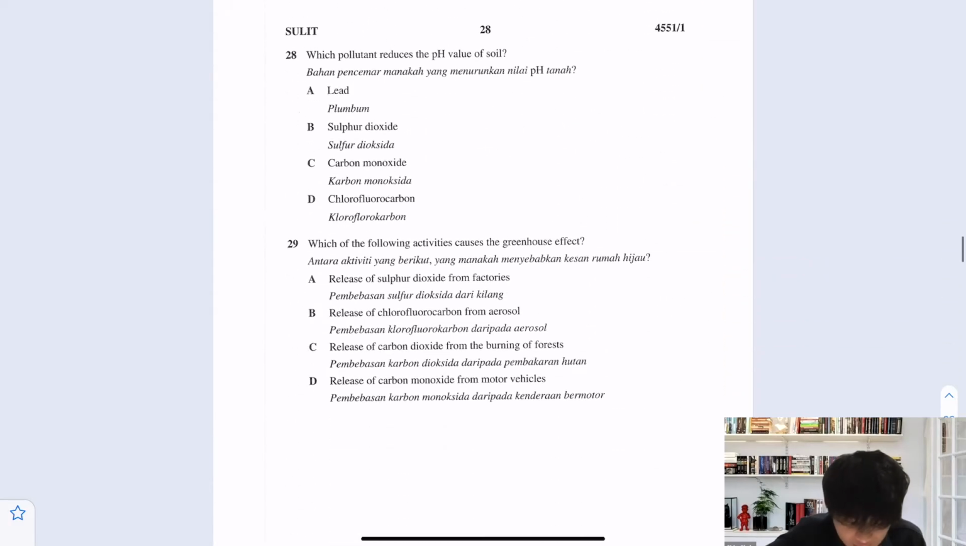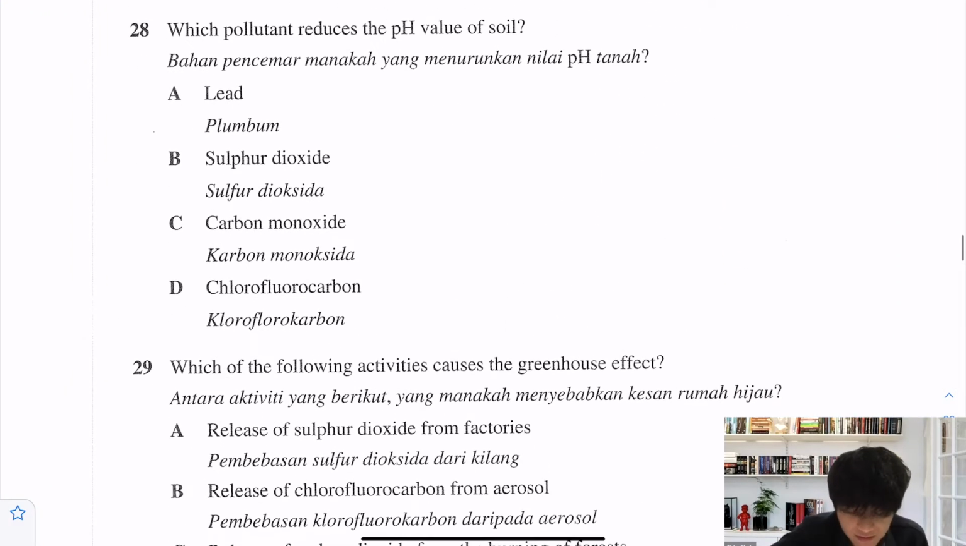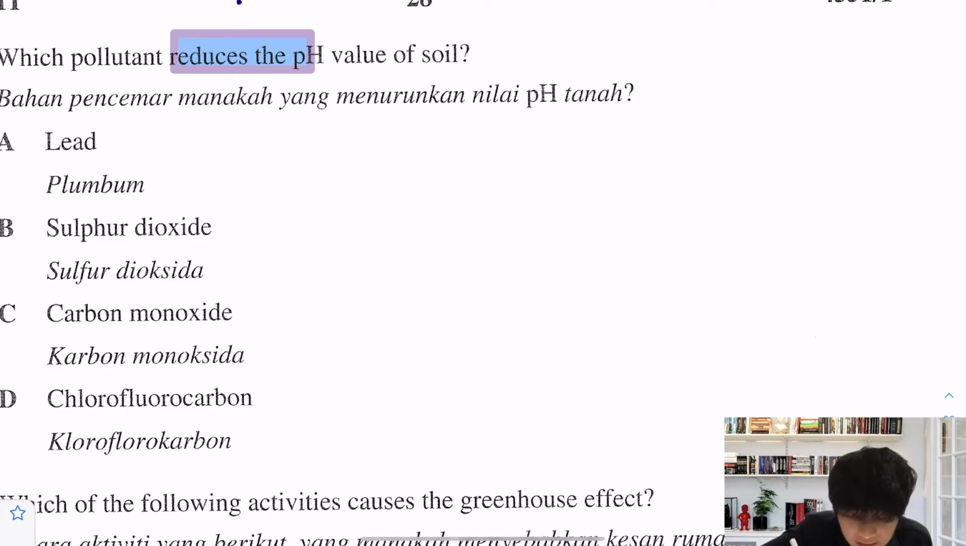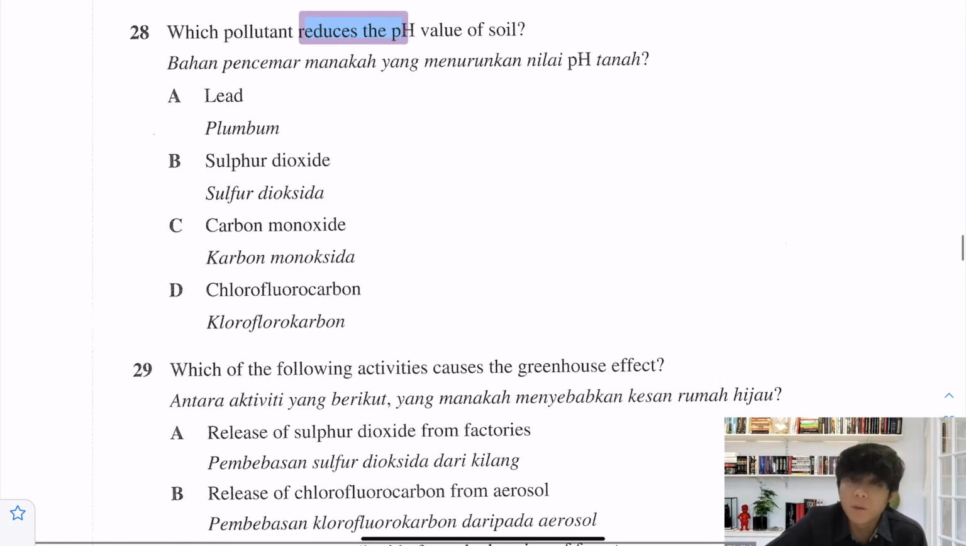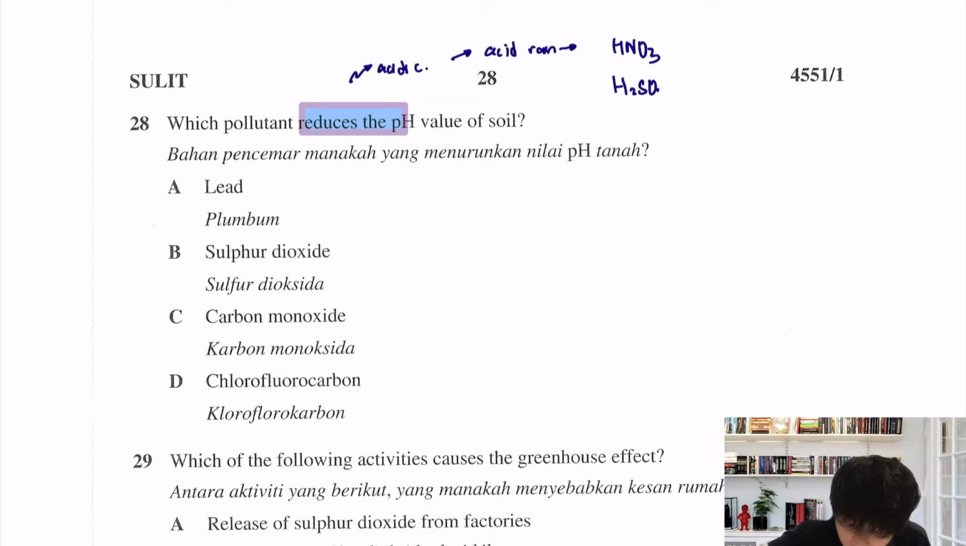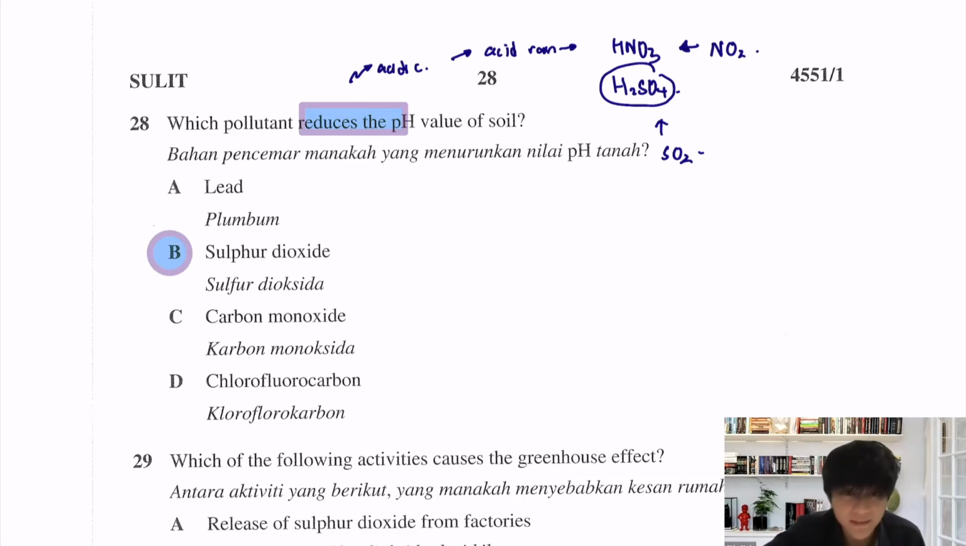Okay, so with that said, let's look at 28. Which pollutant reduces the pH value of soil? Reduces pH, it must be acidic, right? So acidic is basically from your acid rain. And guys, how many types of acid rain can you form? Basically you have nitric acid rain or sulfuric acid rain, so it's basically HNO3 or H2SO4. Sulfuric acid comes from sulfur dioxide, so the answer is sulfur dioxide. Nitric acid comes from nitrogen dioxide, NO2.